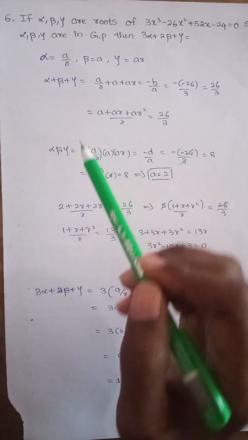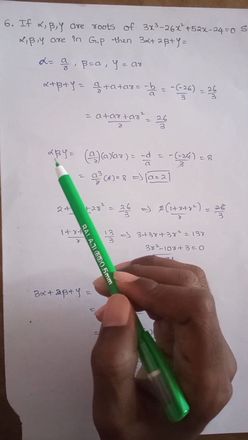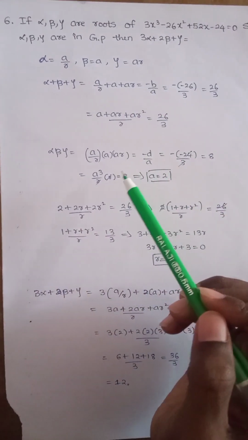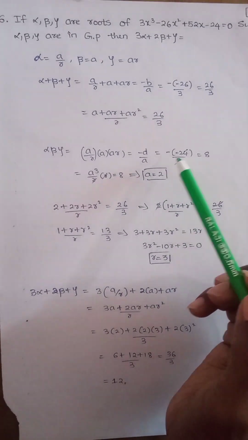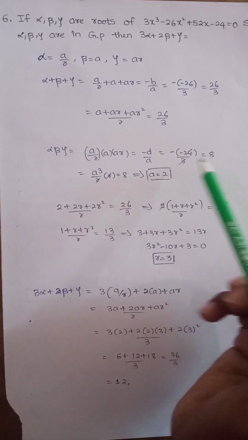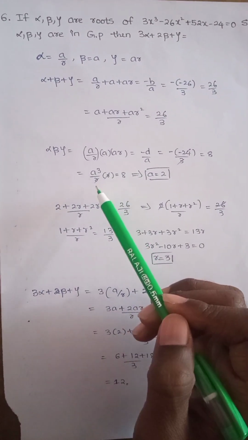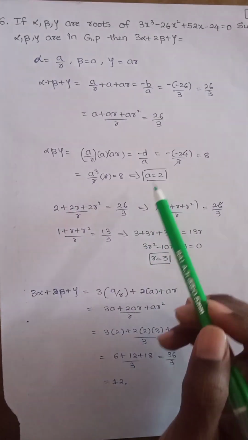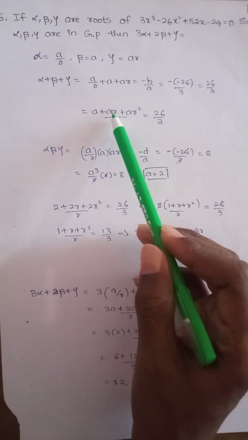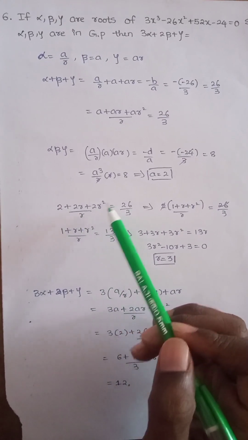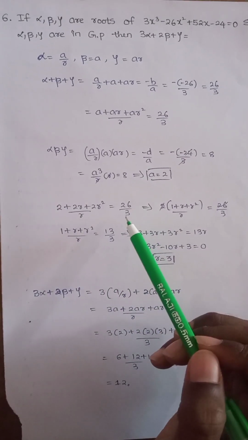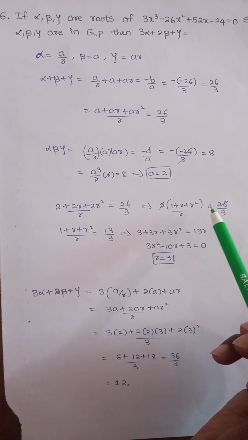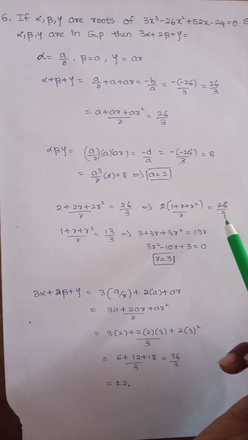and we know that the product of roots, that is alpha into beta into gamma, is equal to a by r into a into ar, that is equal to minus d by a, that is minus of minus 24 by 3, which is equal to 8, that is a cube by r into r is equal to 8, therefore a equals 2. Now substituting a equals 2, here we can get 2 plus 2r square by r is equal to 26 by 3, that is 2 of 1 plus r square by r equals 26 by 3.